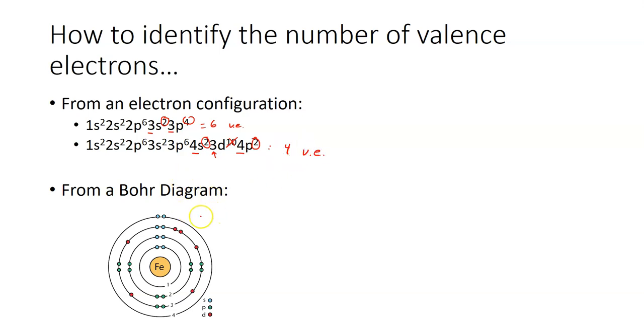All right. Now, if we have a Bohr diagram, it's really simple. You just count how many are in the outer ring. Boom, 2.